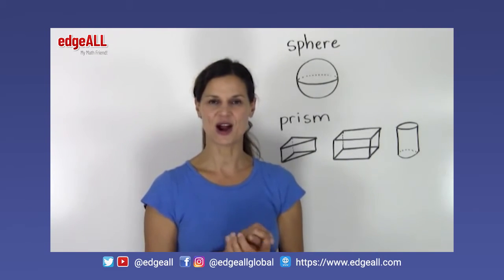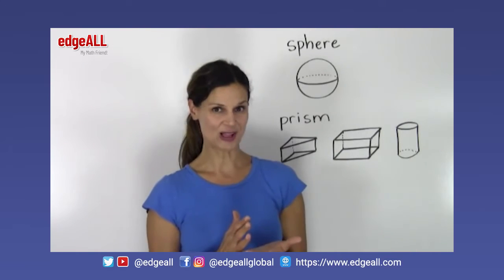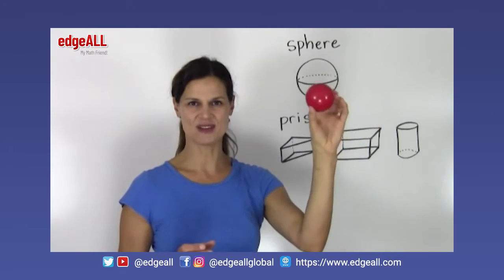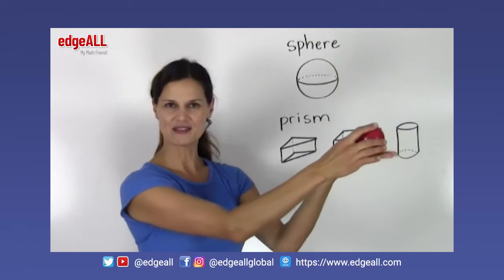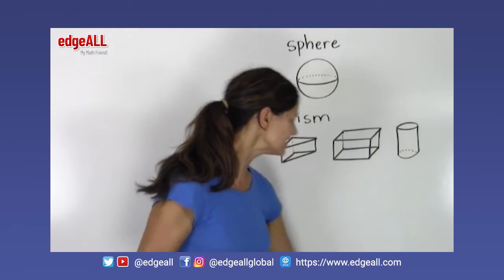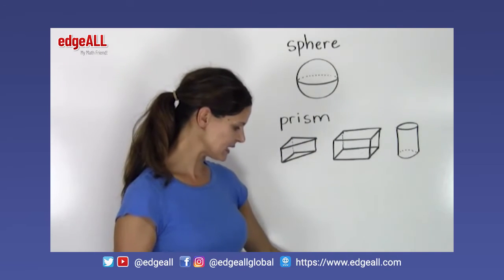Examples of spheres are basketballs, soccer balls, and tennis balls, and a sphere shape is a very common shape in our real life world. Our next shape that we're going to look at here is a prism.